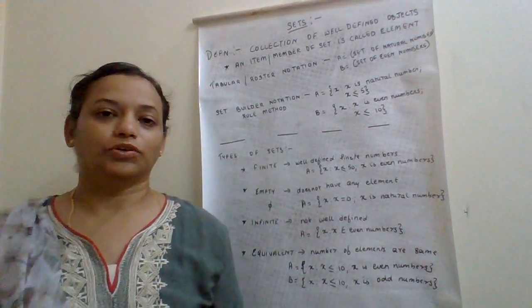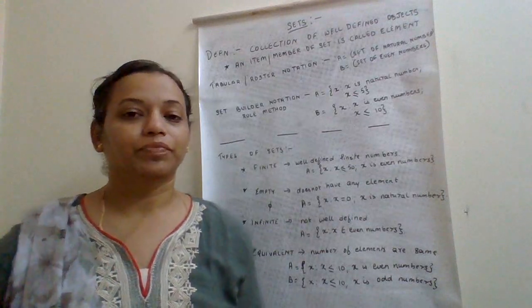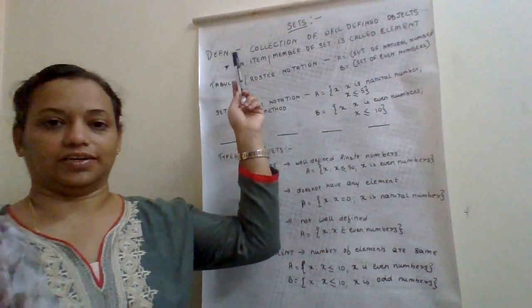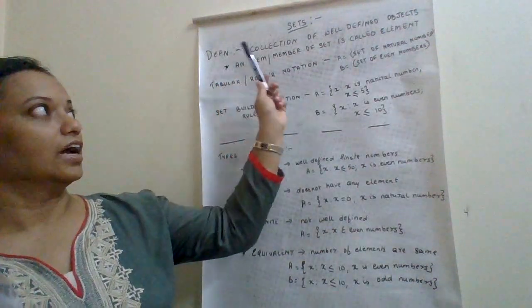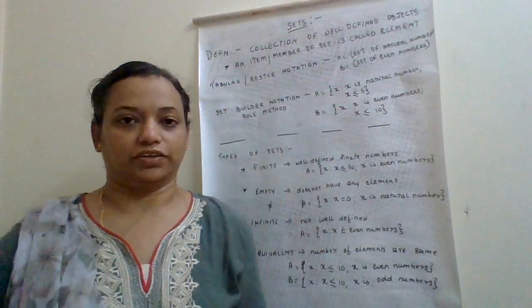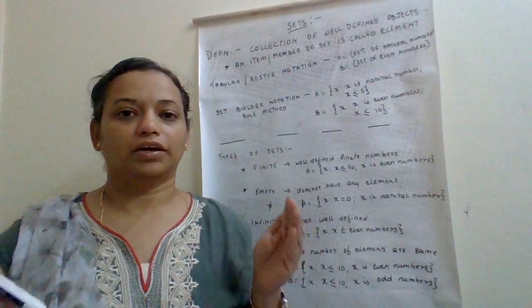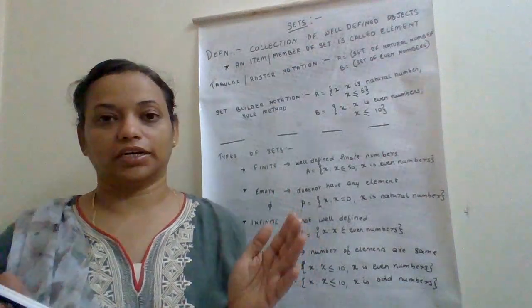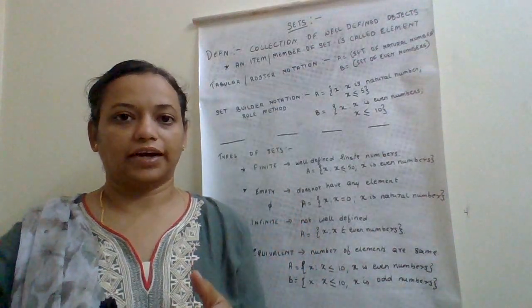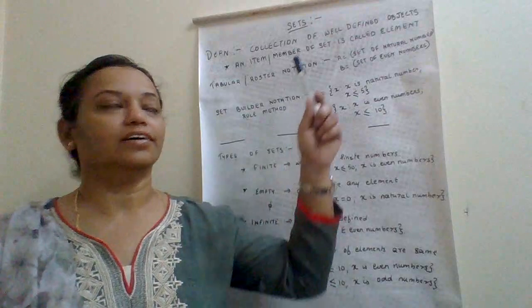Today we shall get into a new topic called sets. Okay, so what is the definition of a set? The definition of a set is a collection of any well-defined objects. When you group well-defined objects in a particular form, that is called a set.